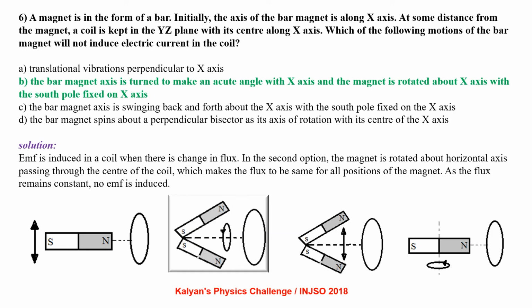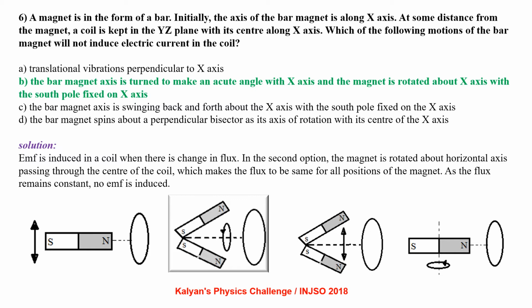A magnet is in the form of a bar. Initially, the axis of the bar magnet is along x-axis. At some distance from the magnet, a coil is kept in YZ plane with its center along x-axis. Which of the following motions of the bar magnet will not induce electric current in the coil? A translational vibration perpendicular to x-axis.